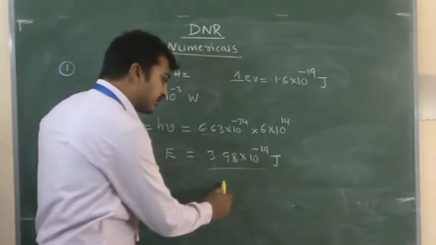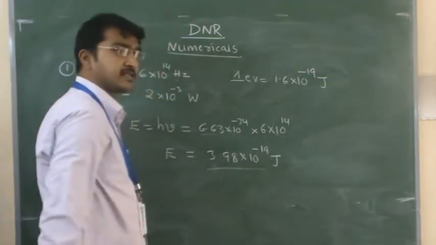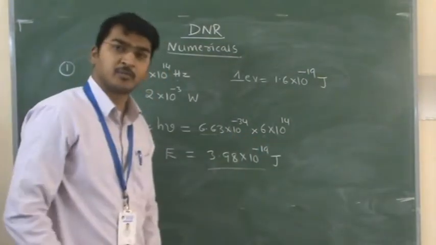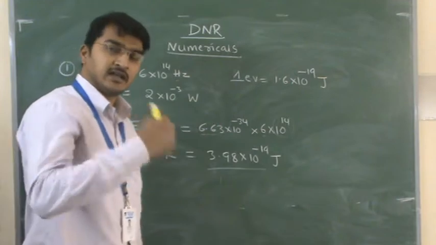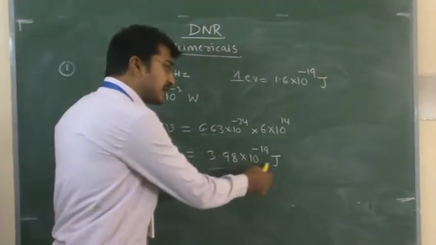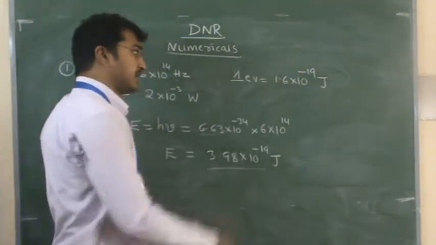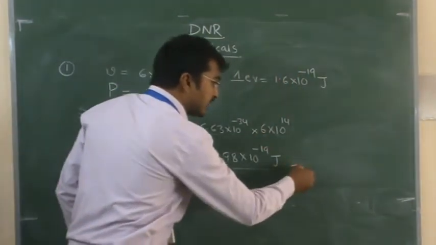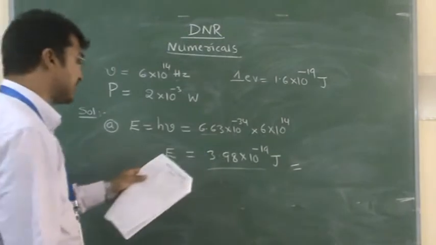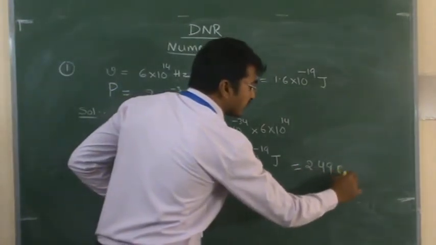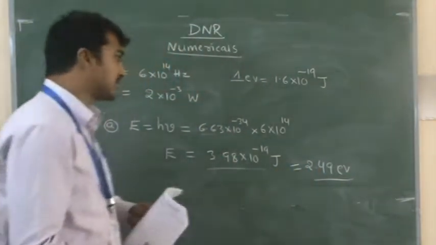If you divide with 1.6 into 10 to the power of minus 19, it gets cancelled. That's why I am giving the order as 10 to the power of minus 19. If they ask for energy in electron volts, we should cancel the order. So 10 to the power of minus 19 gets cancelled, and you will get the answer in electron volts as 2.49 electron volts. You can calculate it. Please make a note.